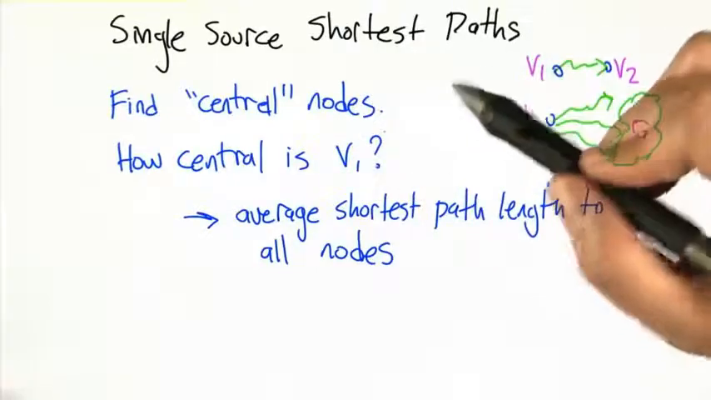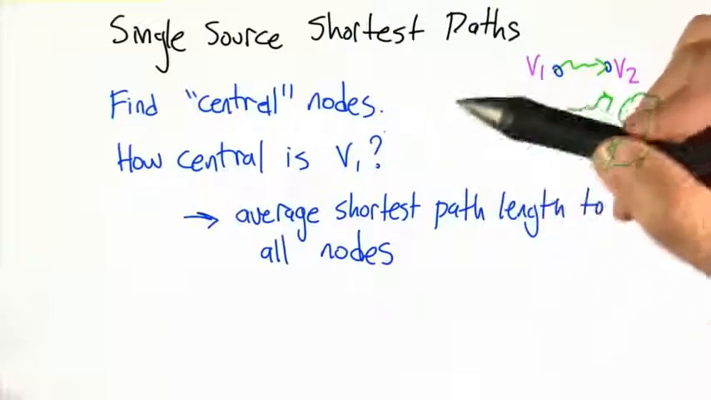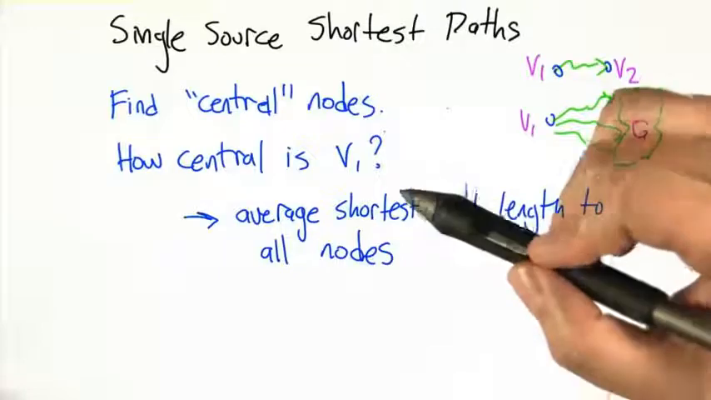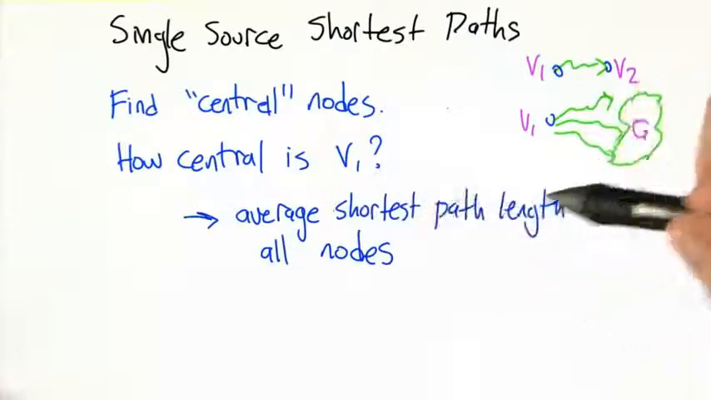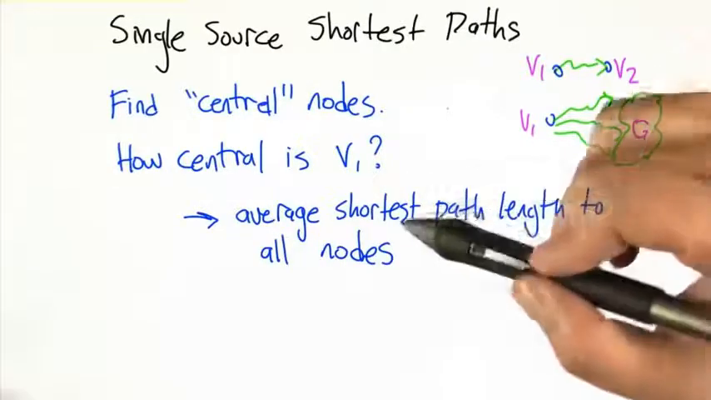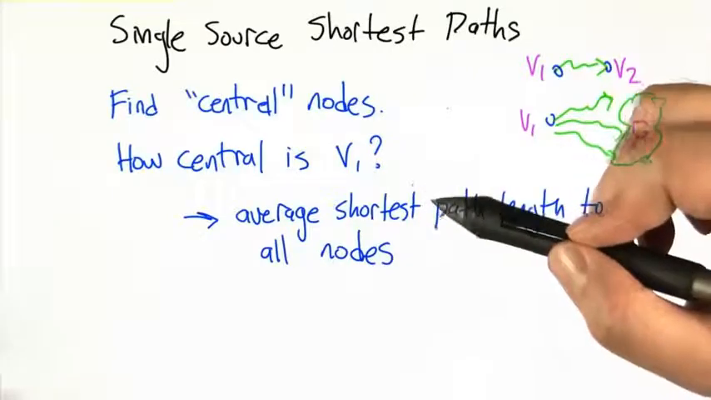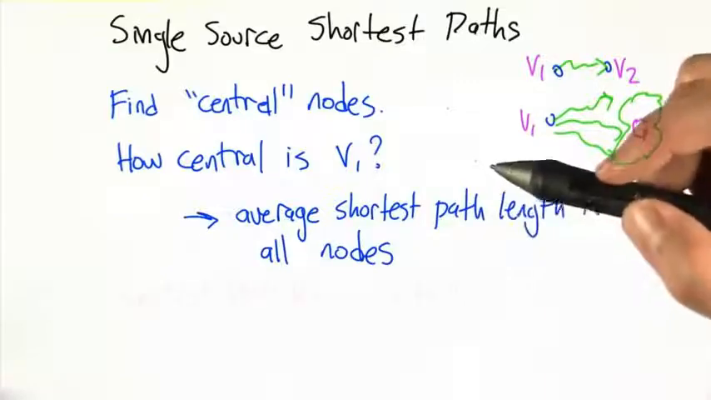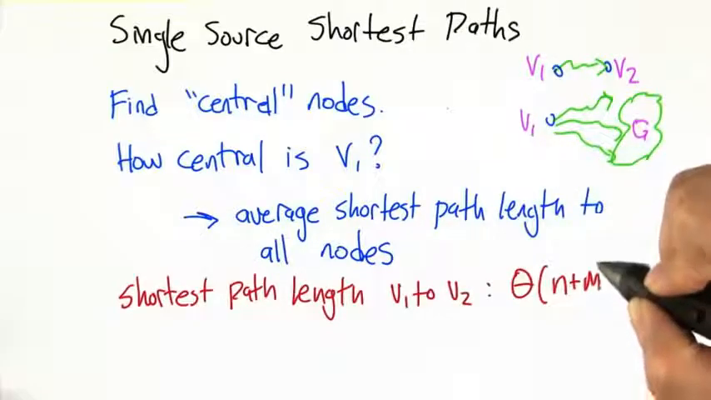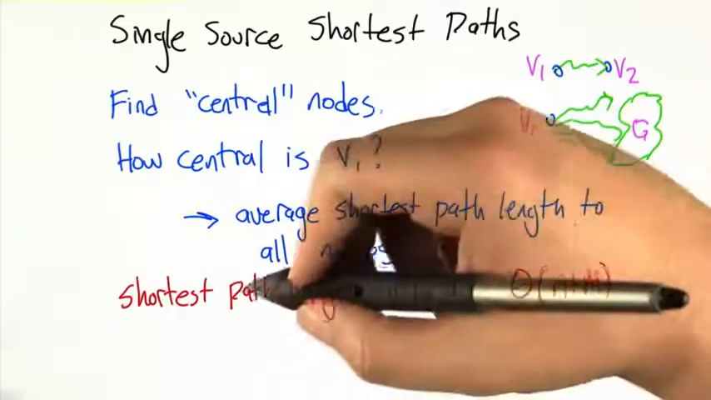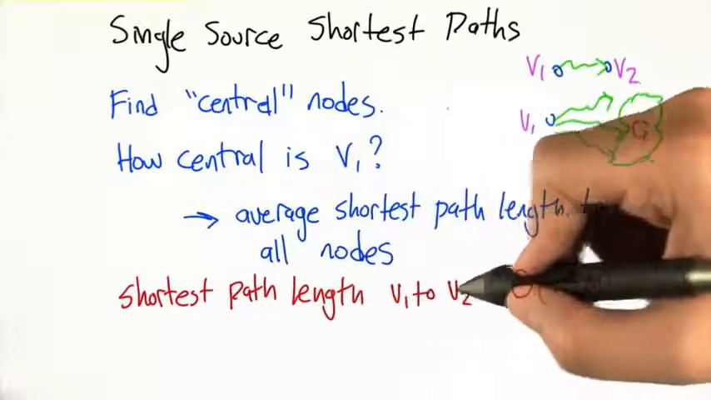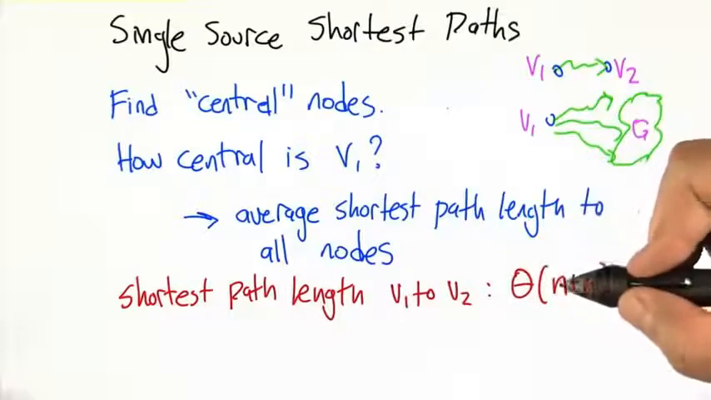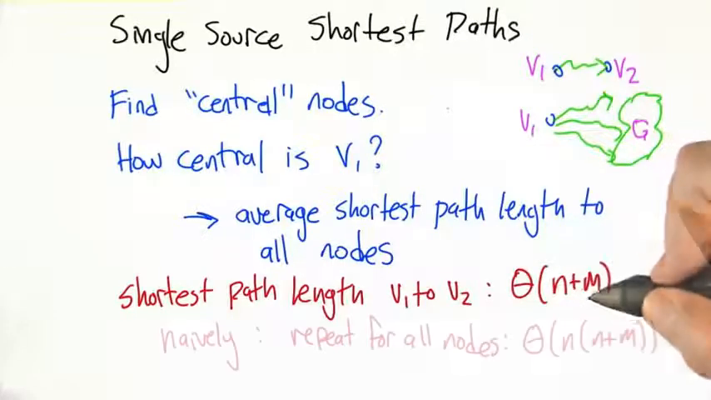Now, it turns out there's lots of different ways that you can define what central means. We're going to focus right now on a particular one, which is the average shortest path length to all the other nodes. So to find this quantity, we're going to need to calculate the shortest path length from V1 to all the other nodes. Now, based on the analyses we've done so far, finding the shortest path length from some node V1 to some other specific node V2 takes time big theta of n plus m, the nodes plus edges.